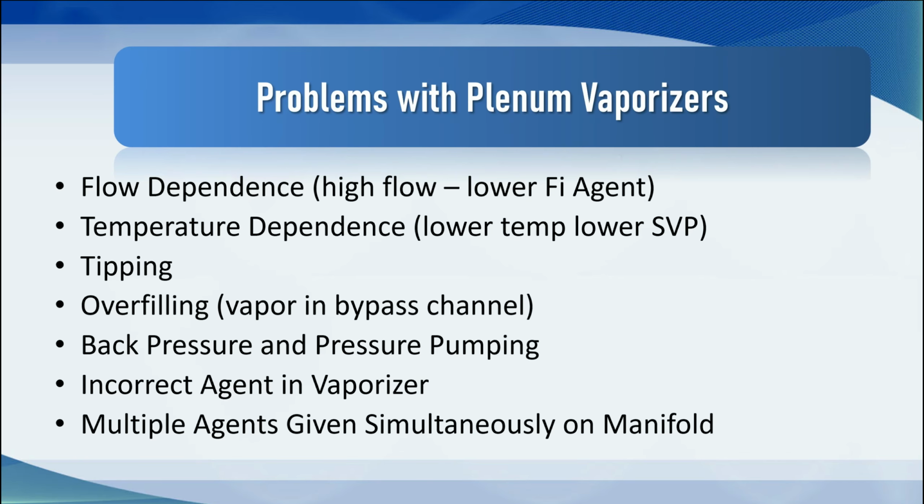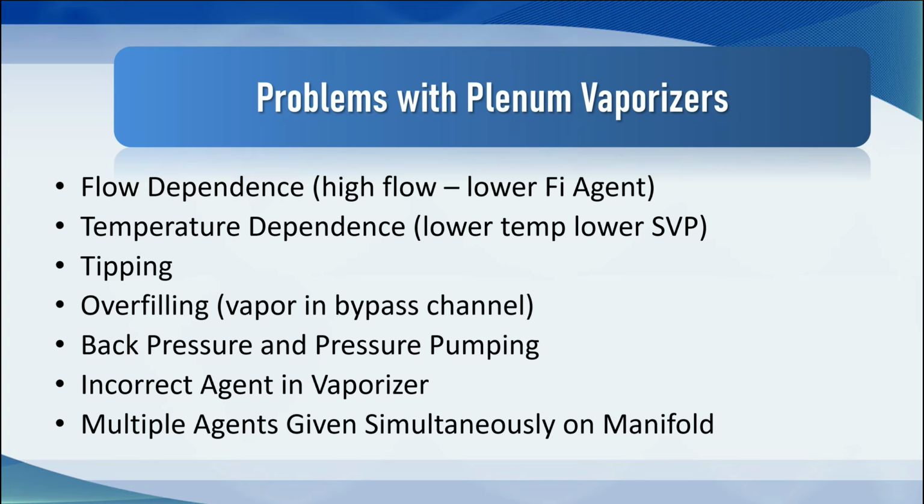You will recall from the previous tutorial that there are several problems with plenum vaporizers. The first was flow dependence. The higher the flow, the lower the inspired concentration of agent. There was also a problem with temperature dependence. The lower the temperature of the vapor, the lower the saturated vapor pressure. So temperature correction became a major driving force in vaporizer development. Then there were problems with tipping and overfilling, leading to vapor in the bypass channel.